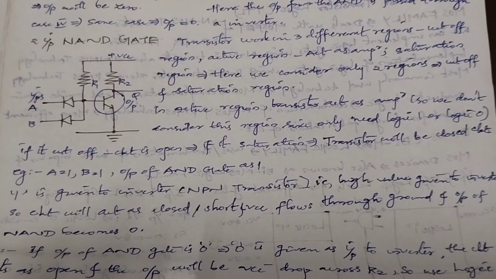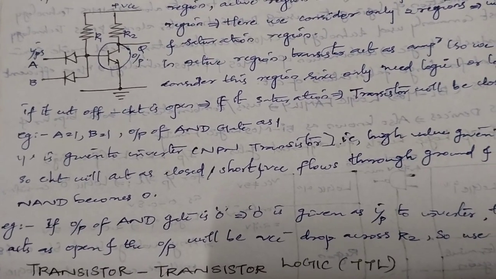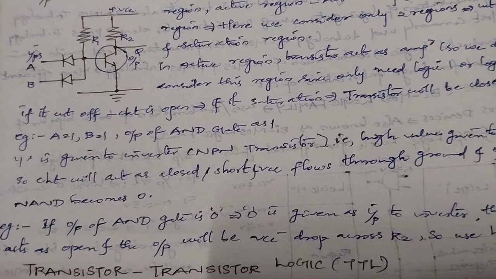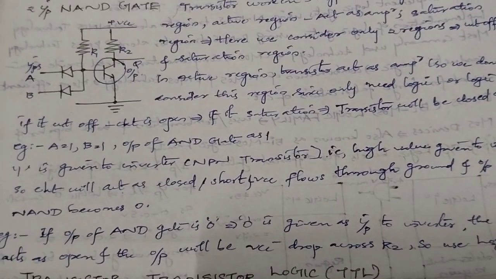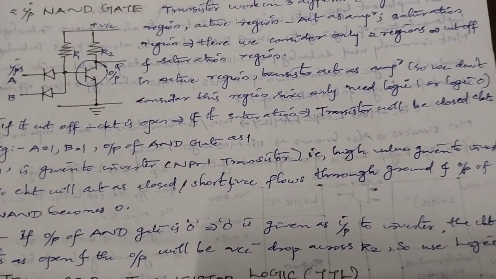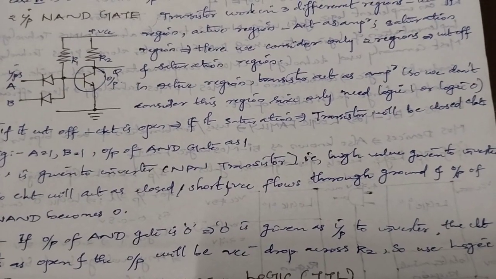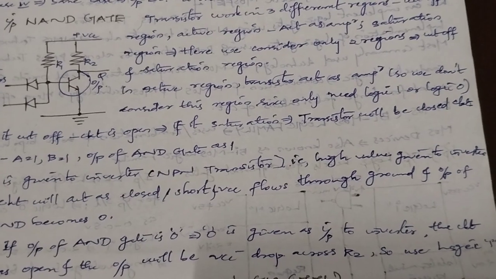and the output of the NAND becomes 0. For example, if the output of the AND gate is 0, then 0 is given as input to the inverter, the circuit acts as open, and the output will be VCC minus the drop across R2. So we get logic 1.